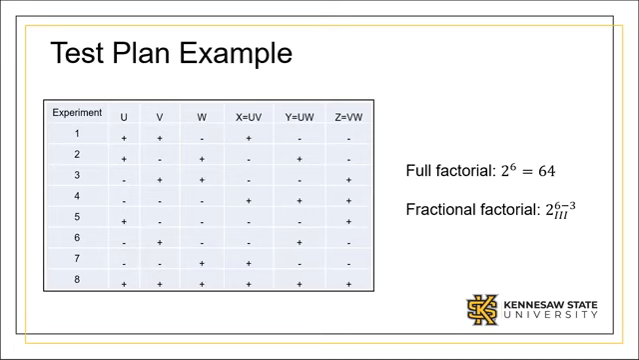To find the columns X, Y, and Z, we take the products of U, V, and W respectively, using element multiplication. For example, negative times positive is negative, and so forth.